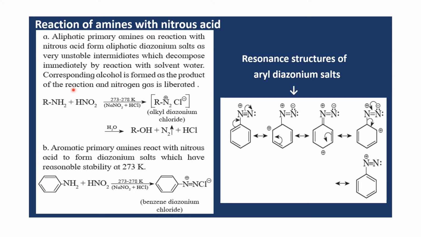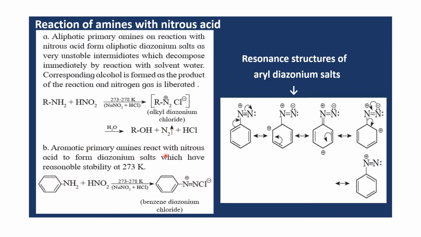The general equation can be written as RNH2 plus HNO2. HNO2 is nitrous acid. At ice cold temperature, that is 273 to 278 Kelvin, it forms RN2+ Cl-, that is alkyl diazonium chloride, which decomposes in presence of water to form alcohol, and nitrogen gas is liberated.